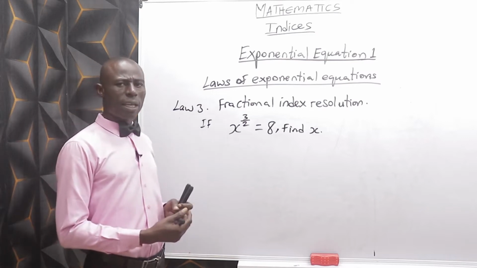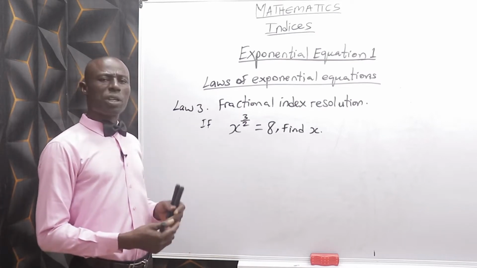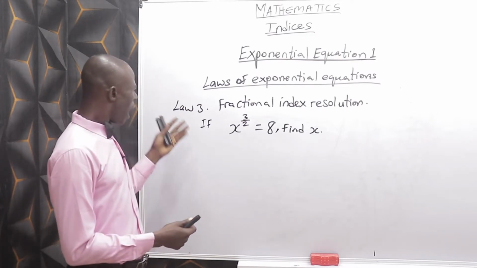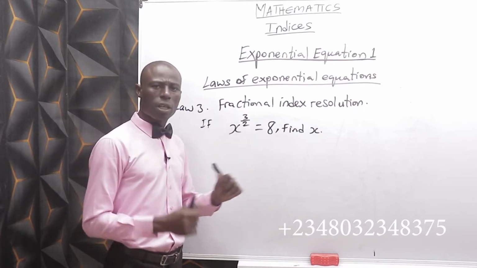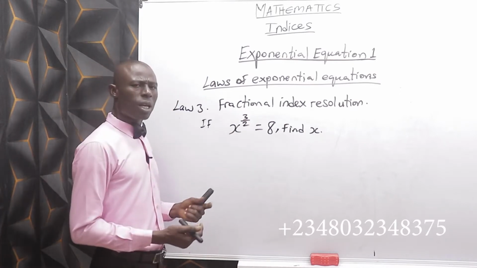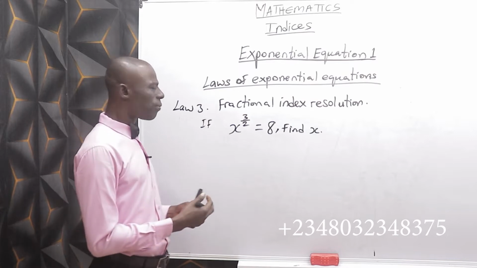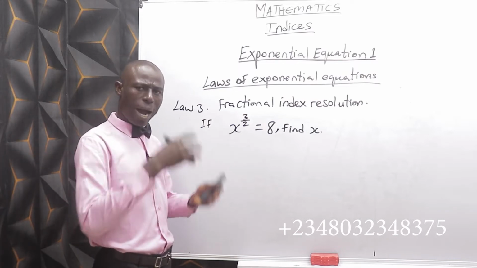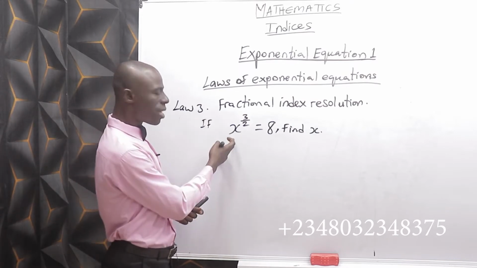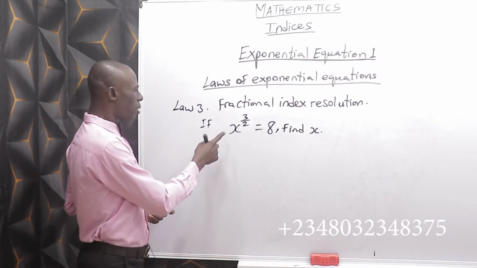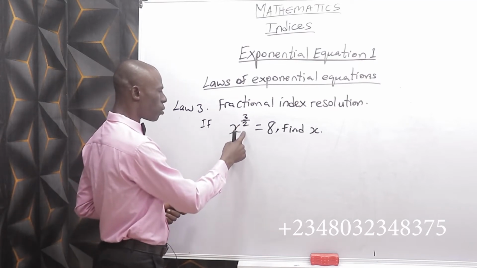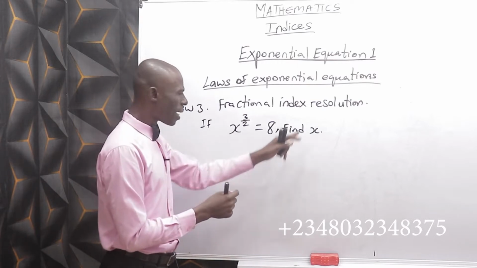Let's consider Law 3 under exponential equations. I call this one fractional index resolution. What do I mean? In a situation whereby you have a kind of fractional power, as you can see here, if x raised to power 3 over 2 is equal to 8, find x.